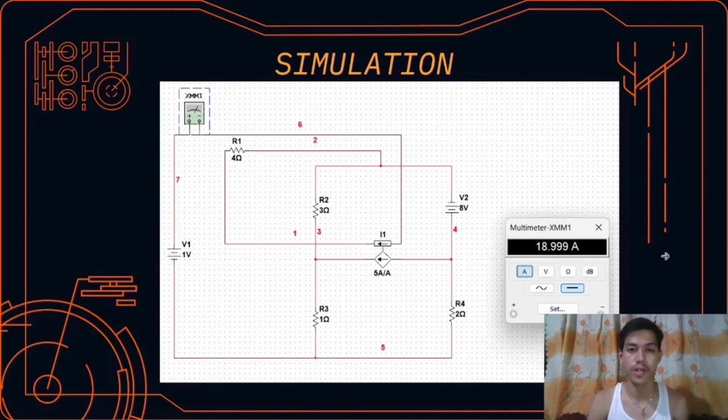This is my simulation for problem number 7. I1 in the simulation is 18.999 amperes.